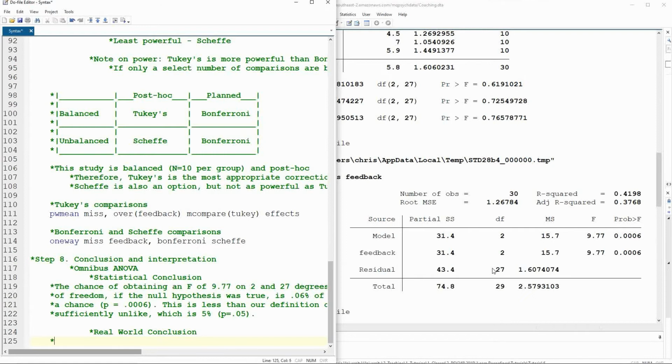So it's very similar to the t-test conclusion that I provided you guys with, and the regression as well as the correlation. We're just very slightly tweaking the statistics that we're using.